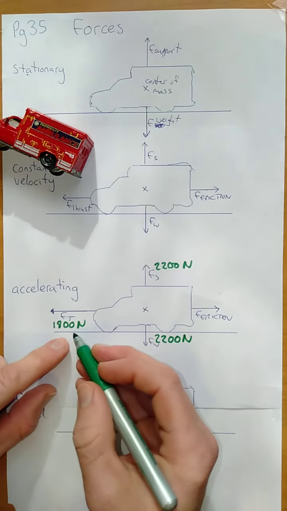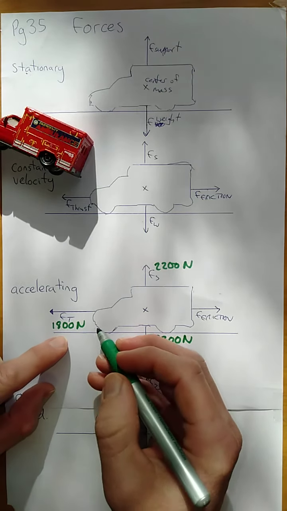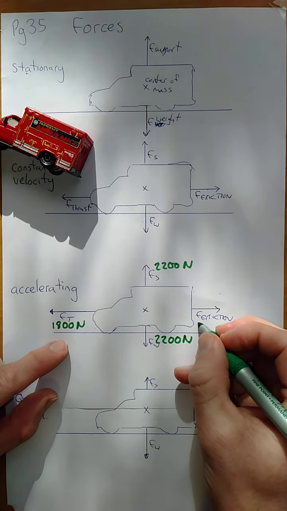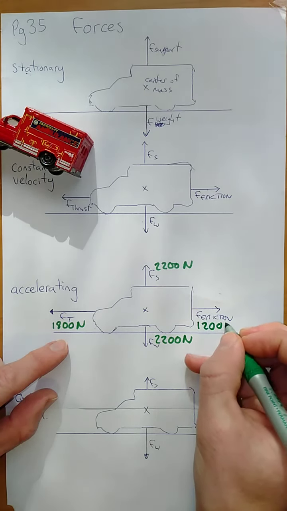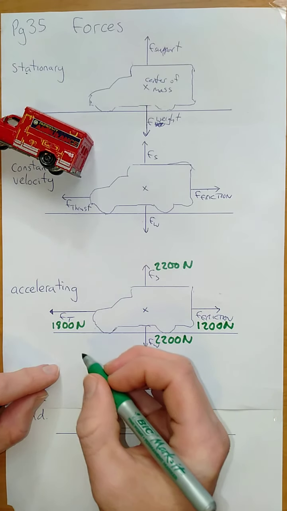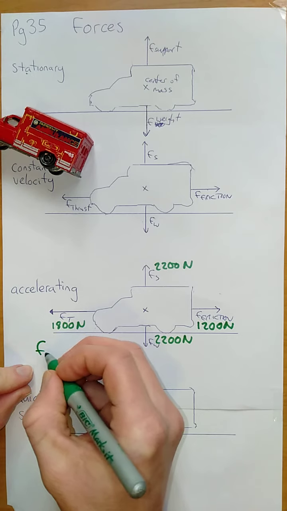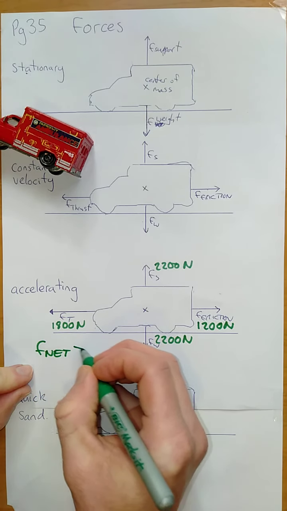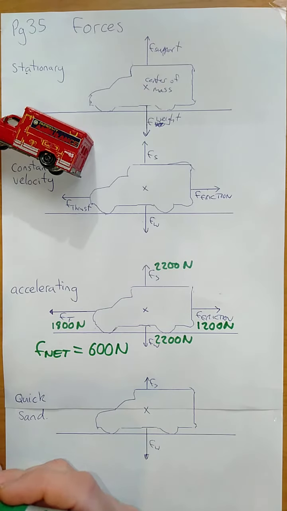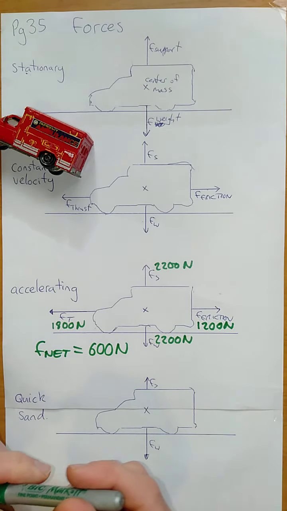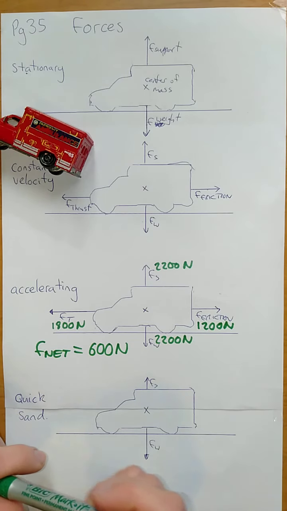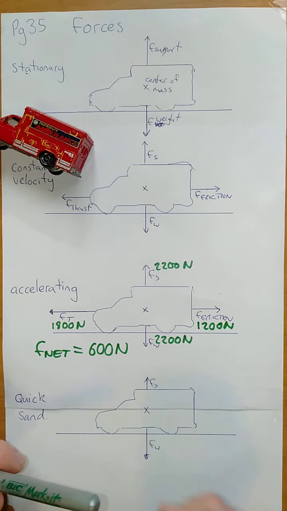However, because it's accelerating, it's got 1,800 newtons trying to make it go faster. The friction's got to be less. So we'll say that it's only got 1,200 newtons of friction. That means that the net force, so force net, is equal to 600 newtons. And that's the size of the force that's causing it to accelerate. So in our next lesson, we'll start using that number to do some calculations. But this should be enough for today.